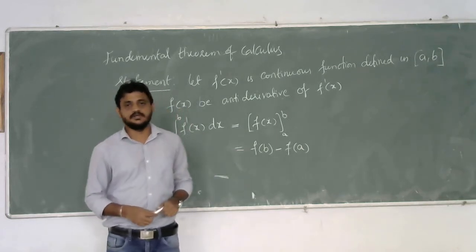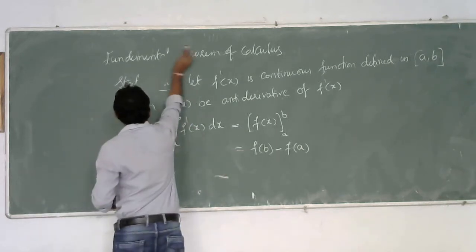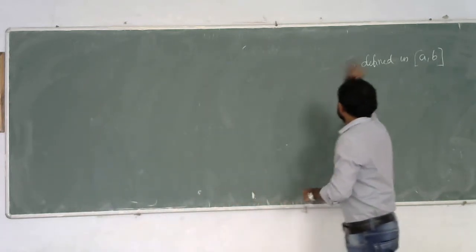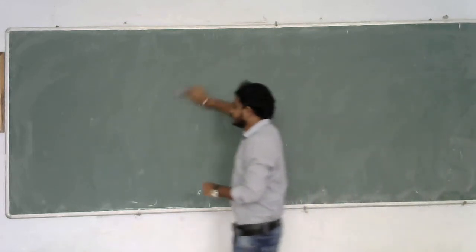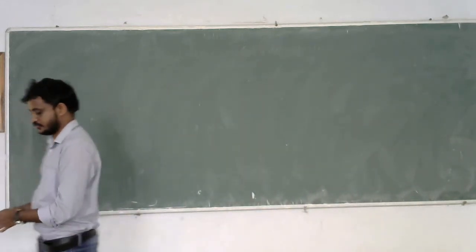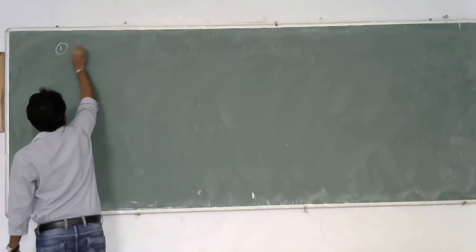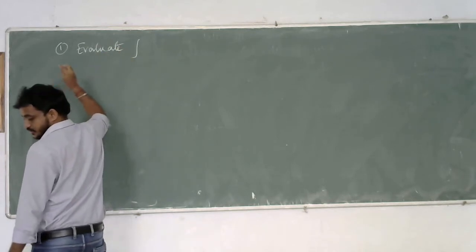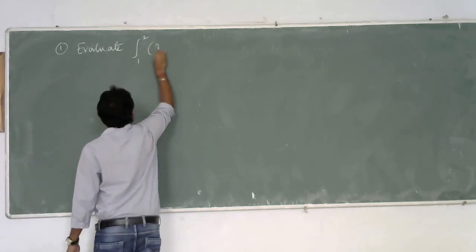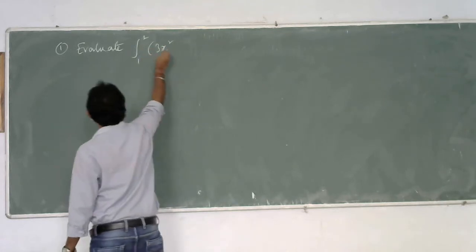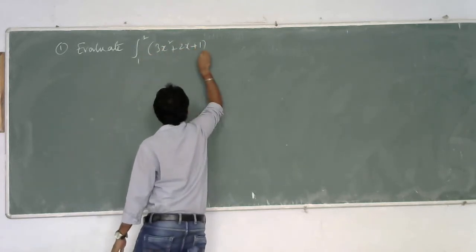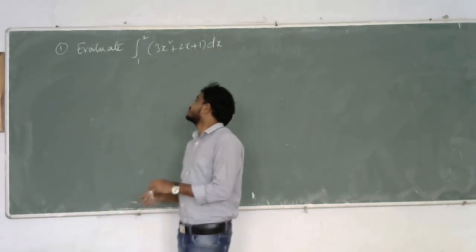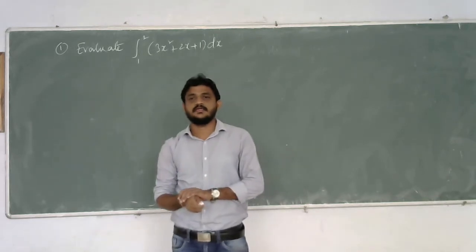Now let us start the problems. Evaluate integral 1 to 2 of 3x square plus 2x plus 1 into dx.